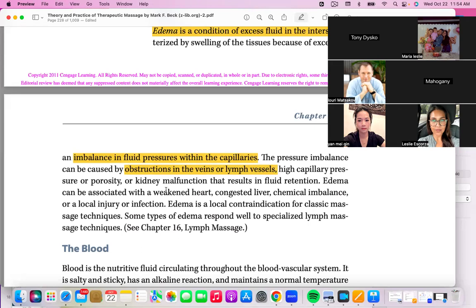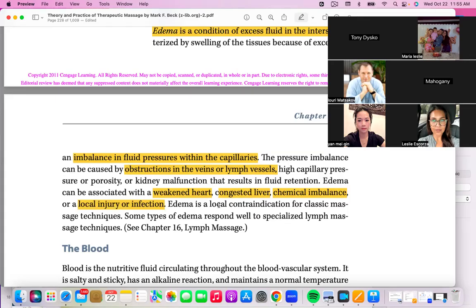Now, high capillary pressure, porosity, or kidney malfunction can result in fluid retention. The kidneys help filter fluid in the body. It can also be caused by a weakened heart, congestive liver, or chemical imbalance in the body. Most commonly, you're going to see people with injury or infection. All of that can cause an imbalance in the fluid in the cell and in the capillaries.